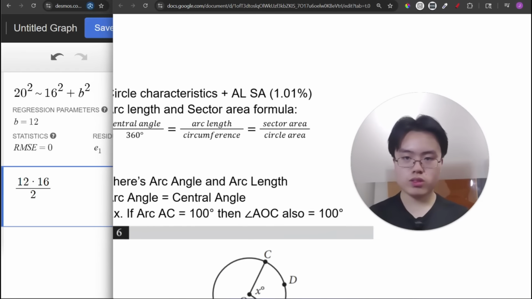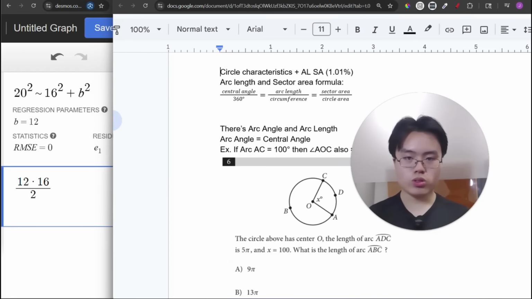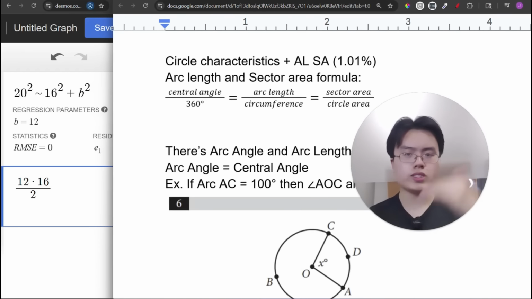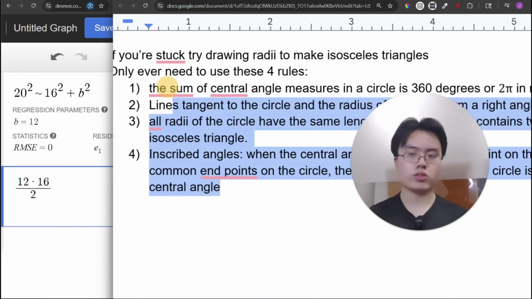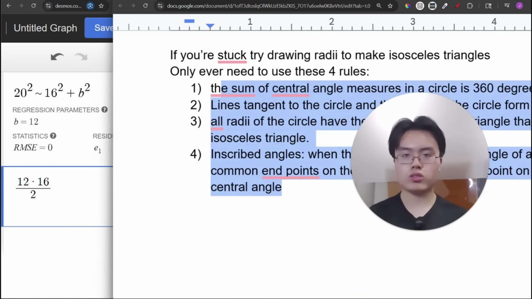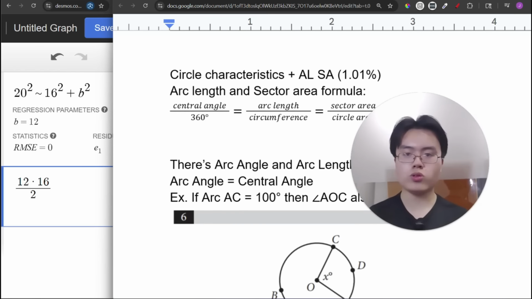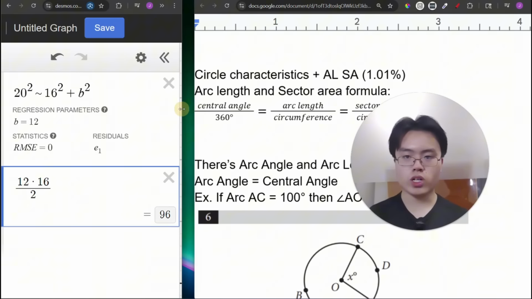For these questions, I break it down into two sections. There's arc length and sector area, as well as random characteristics you have to know. So it's just two different areas. Let's go over arc length and sector area first, which I think a lot of people overcomplicate.